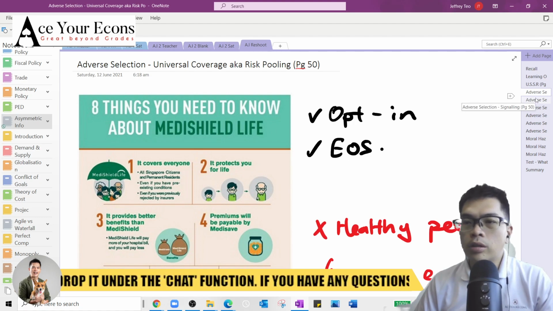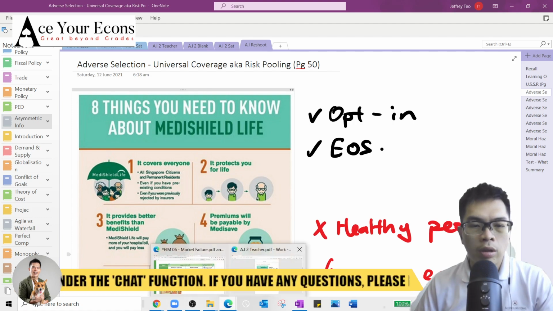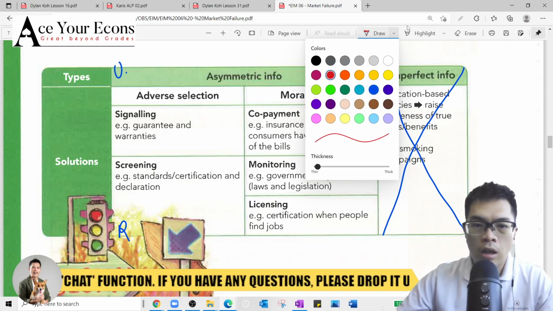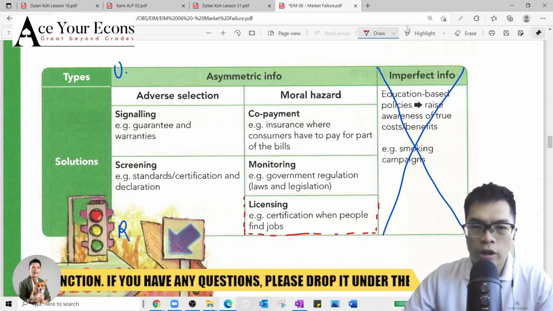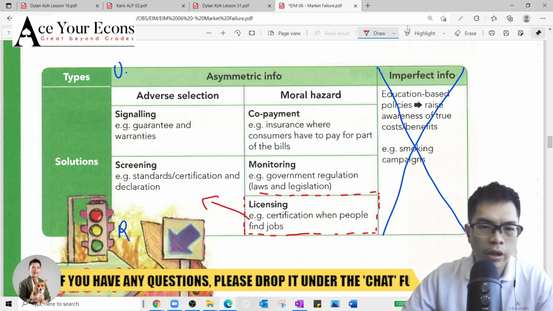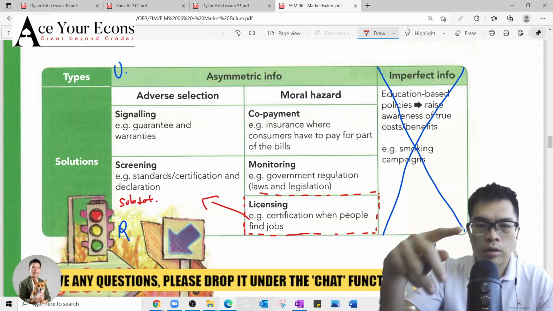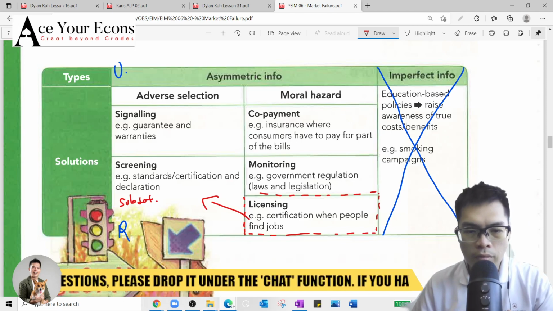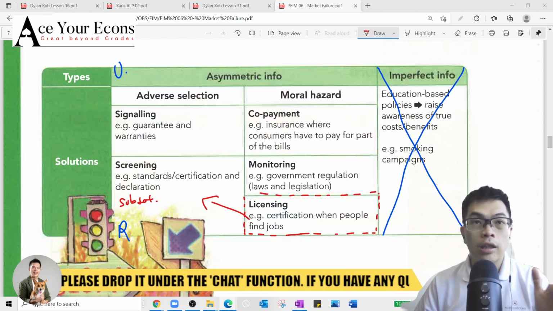All right, I'm going to cover some corrections in the book. Let me move on to the book. For licensing, this actually comes in under screening here. It's part of screening, a subset. You can just draw the arrow and place it there. For the viewers out there, you will do the same.